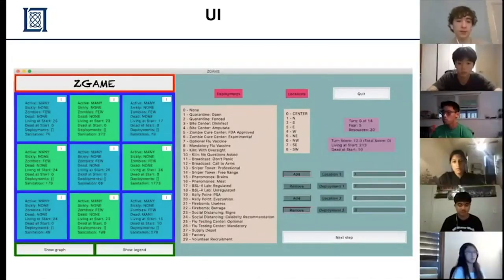On the right side of the UI, we decided to keep a lot of the information we were presenting in the base game, but make it a little bit easier to understand and more sequential. And so on the right side, we included the key for the deployments and locations, so the user knows what to type into the input boxes, and then made it easy for the user to select whether they wanted to add or remove deployments. Additionally, we added a quit button to allow the user to exit out of the UI at any time.